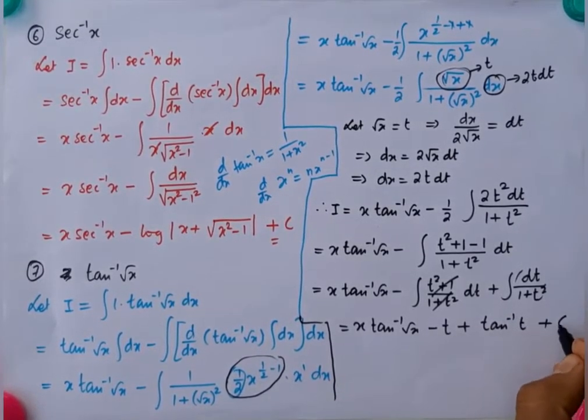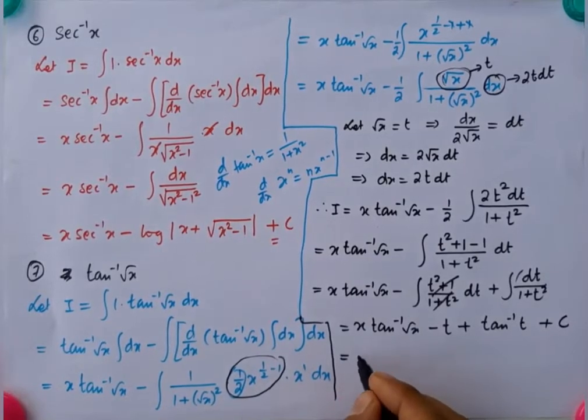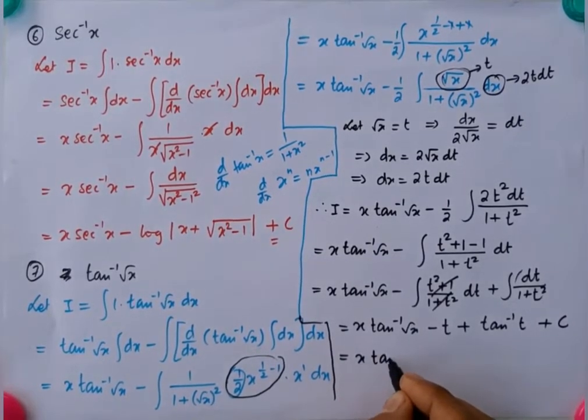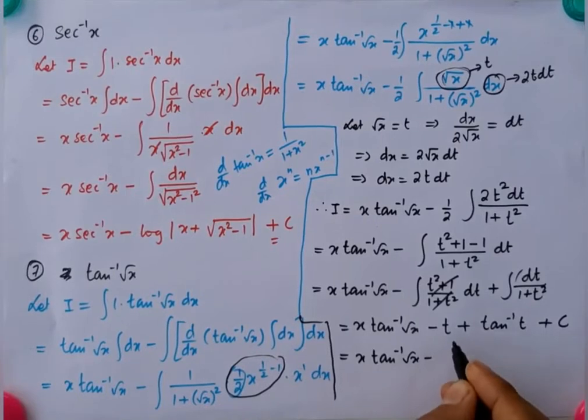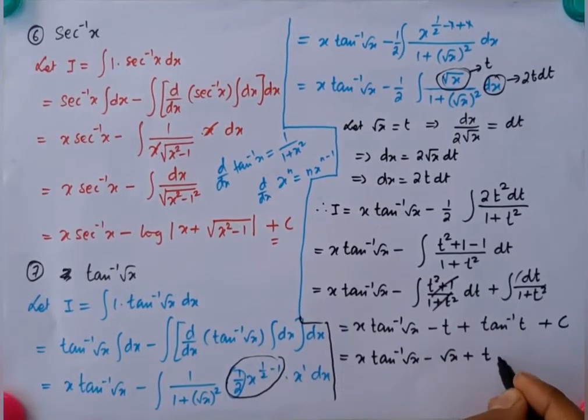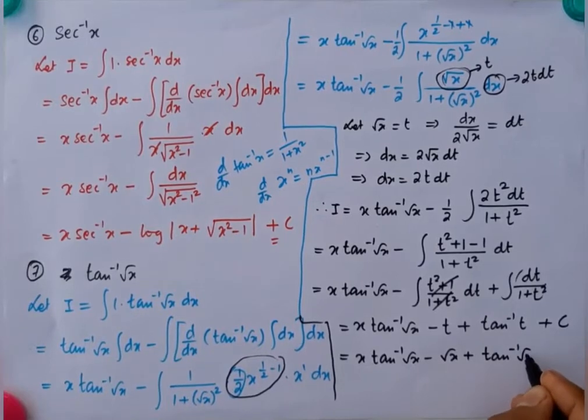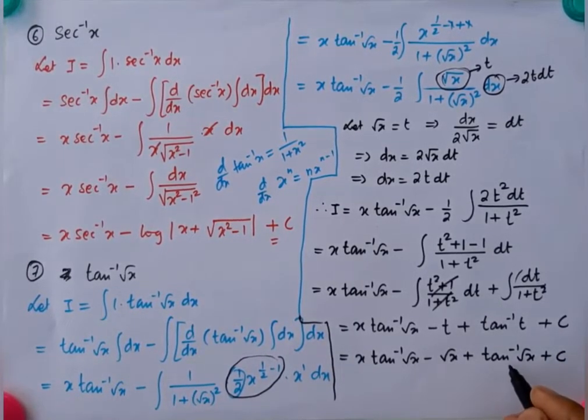So we can put a constant of integration now. So this is x tan inverse root x minus t. T is root x, isn't it? Plus tan inverse root x plus c. Now it's your choice. If you want to keep tan inverse x common from these two, you can do that, or else you can leave your answer as this much. So you may pause the video and note it down.